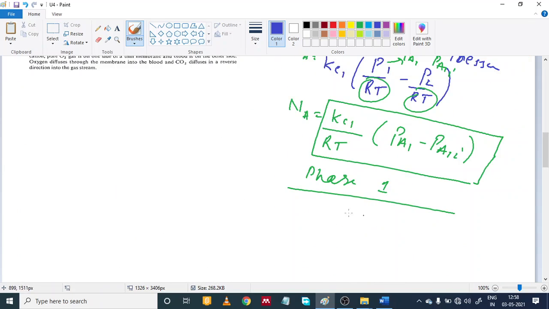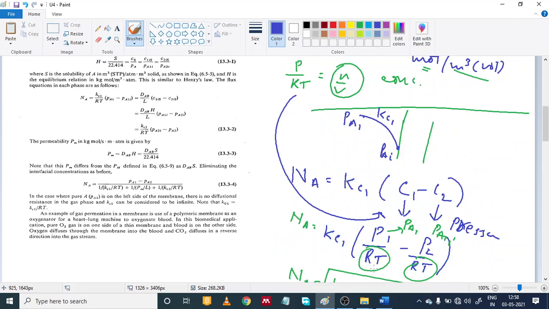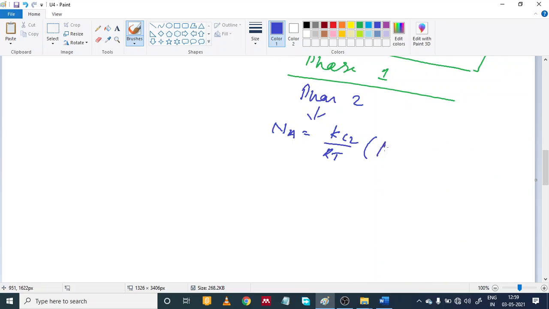So for phase 2, Na can be taken as the difference between the same values, that is PA2i minus PA2. So this is the second one.